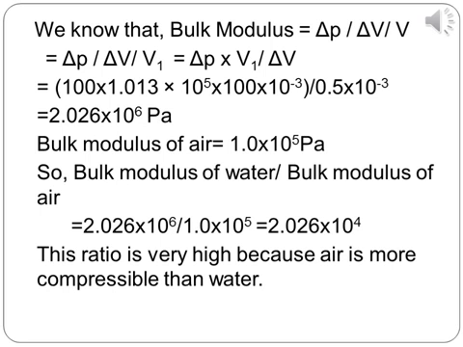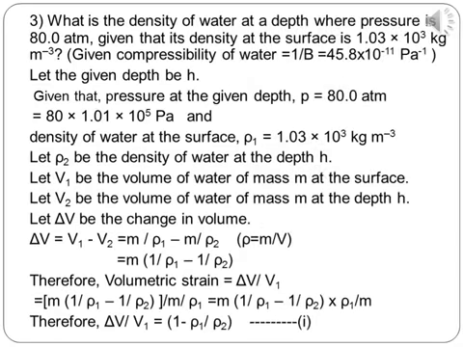What should be the ratio of bulk modulus of water to the bulk modulus of air? This ratio is 2.026 into 10 to the power of 1. That is, bulk modulus of water is 2.026 into 10 to the power of 1 times more than air. This ratio is very high because air is more compressible than water.